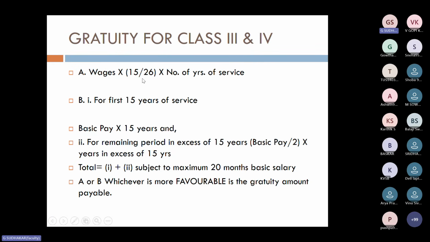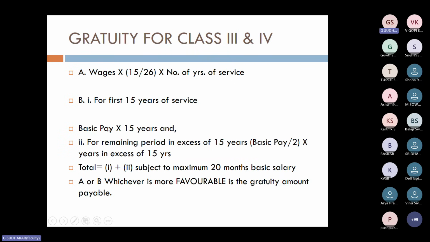So one more calculation for wages, for class 3 employees, that is wages, that is basic, DA, FPA. This is for Act, into number of years of service. This is as per Act. This is as per scheme.